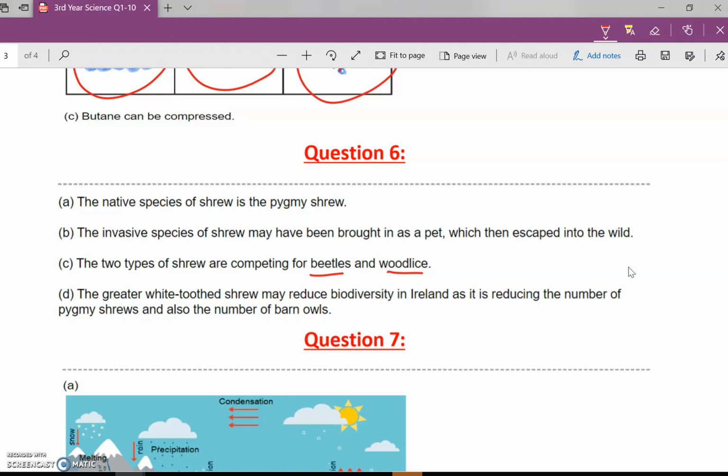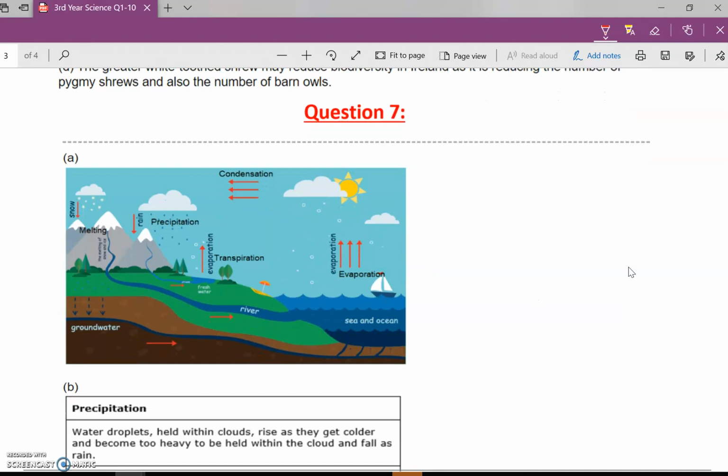And then explain, naming two different types of animals, why the greater white-toothed shrew may reduce biodiversity in Ireland. The biodiversity is kind of the amount of animals you have. So the greater white-toothed shrew may reduce biodiversity in Ireland as it is reducing the number of pygmy shrews and also the number of barn owls. Remember, the white-toothed shrew is kind of killing off the pygmy shrews and taking over, and the barn owls feed on pygmy shrews but they don't feed on white-toothed shrews. So as a result, they're also losing a food supply, so therefore possibly they could be dying out as well.